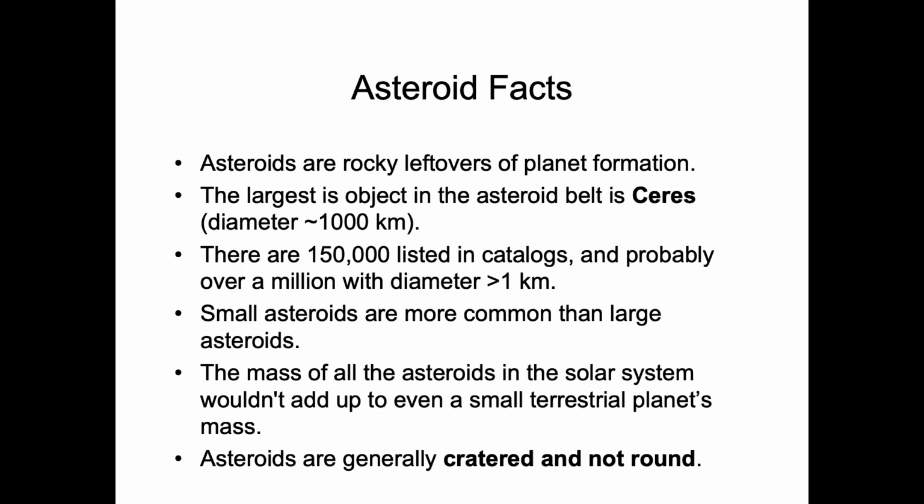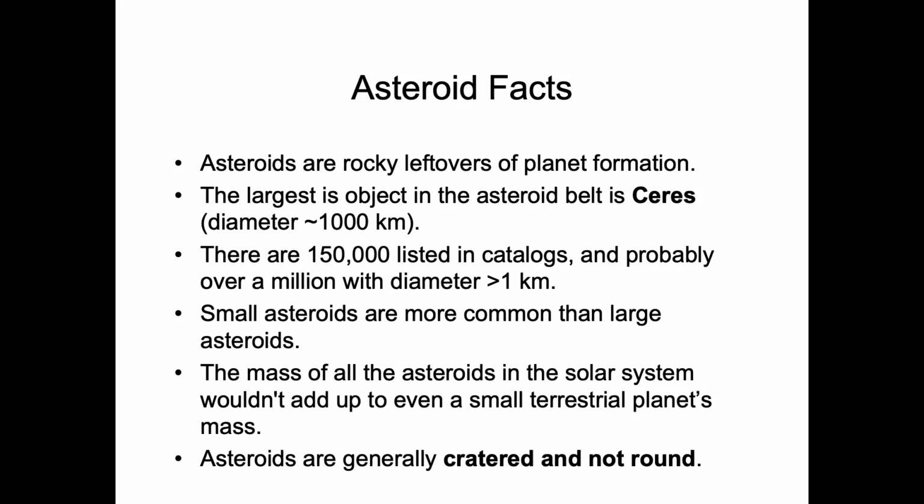Now, that being said, if you took all of the asteroids in our solar system and you tried to somehow, or if you could accrete them into a single object, right, it would not have the mass of Mercury, the smallest of the terrestrial planets.